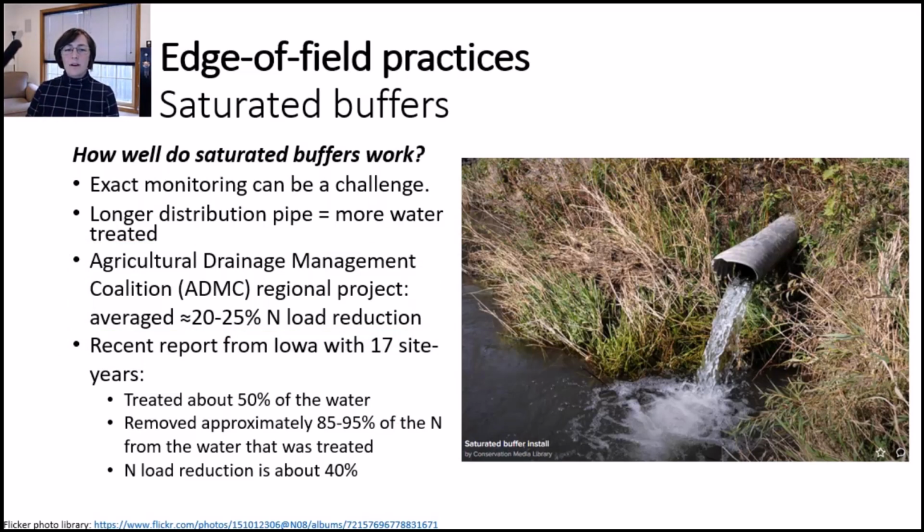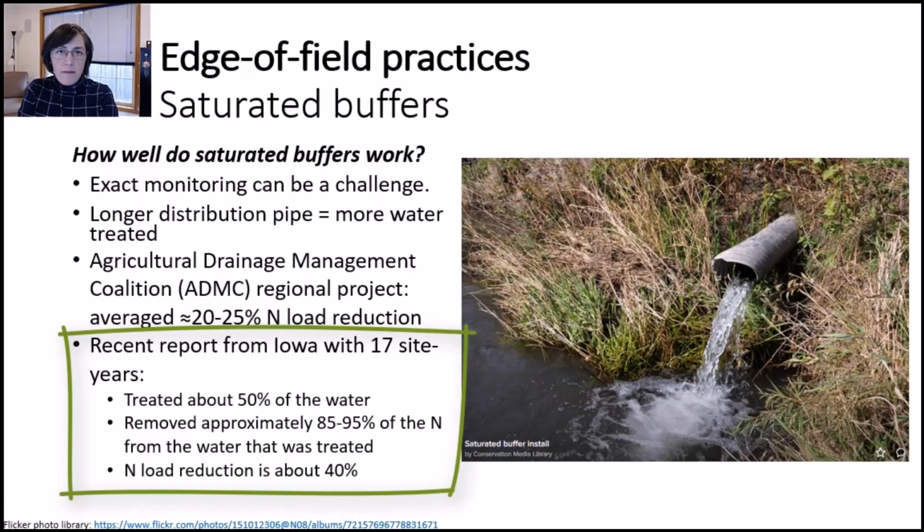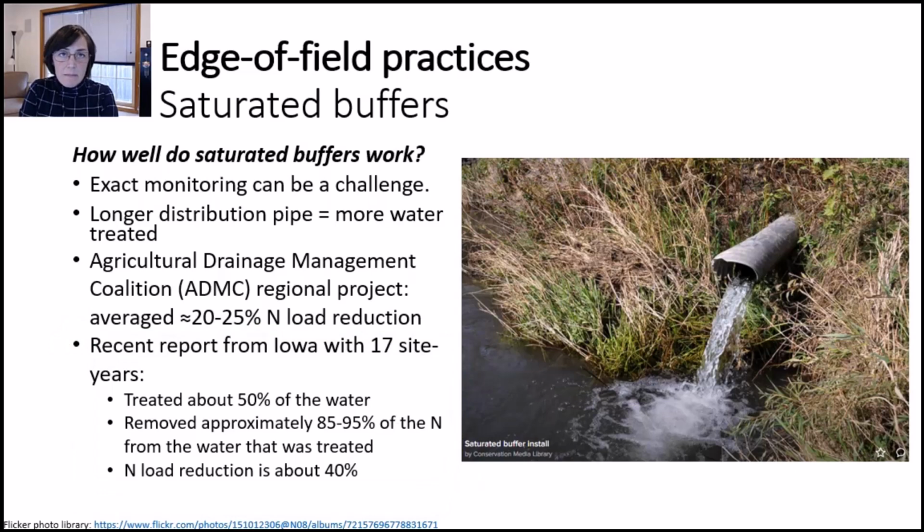A more recent report from Iowa that came out within the past year, from 17 site years of saturated buffer performance in Iowa, showed that they were treating about 50% of the water on an annual basis from those sites, and they were removing the vast majority, 85 to 95% of the nitrogen that was routed into the buffer. And so taken together, that 50% times about 90%, the ultimate in-load reduction or in-loss reduction that they estimated was 40%.